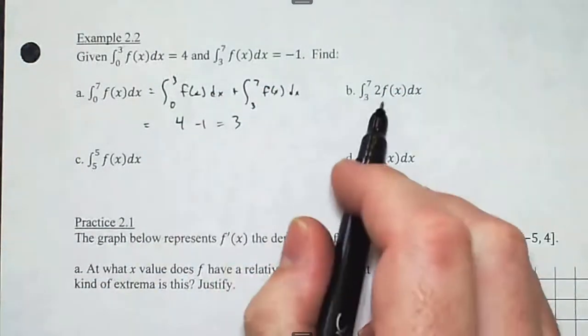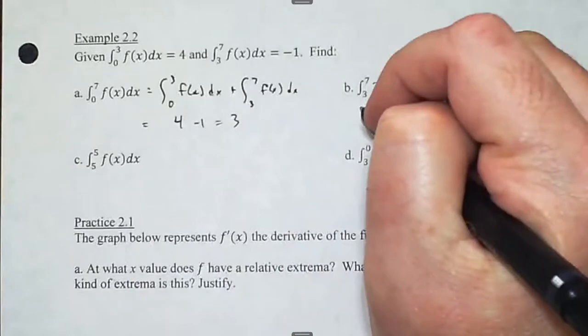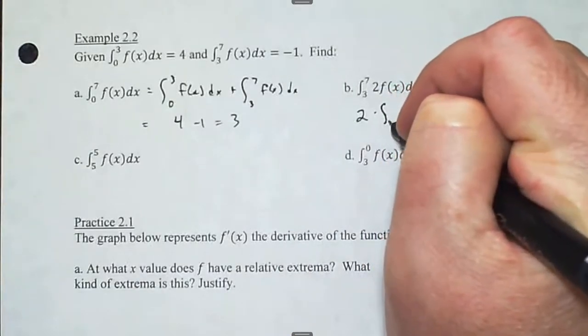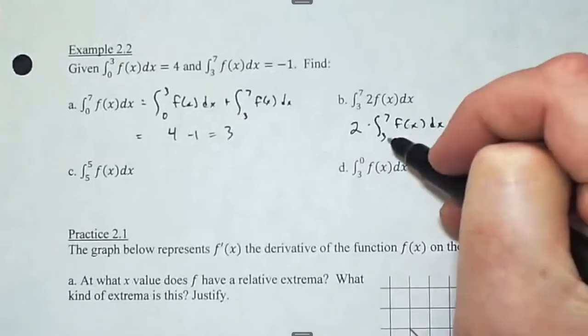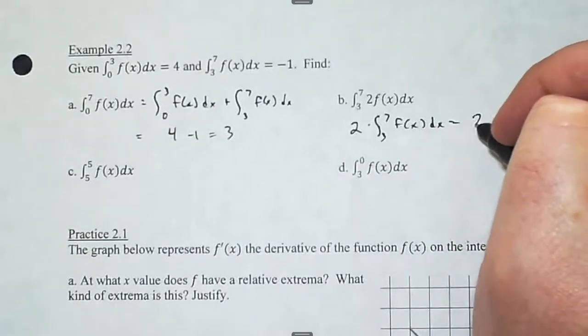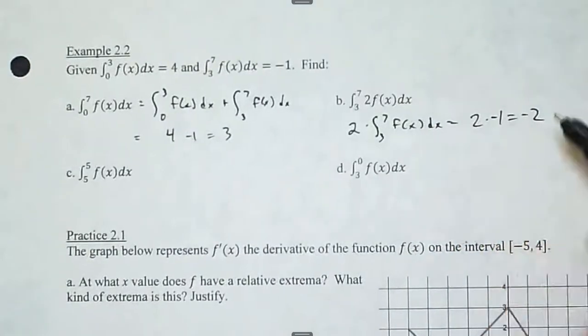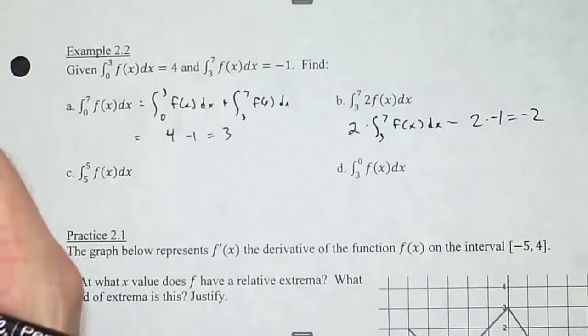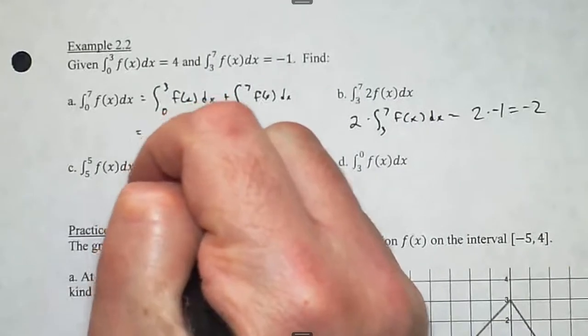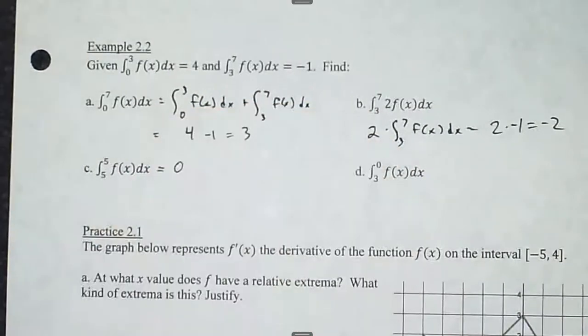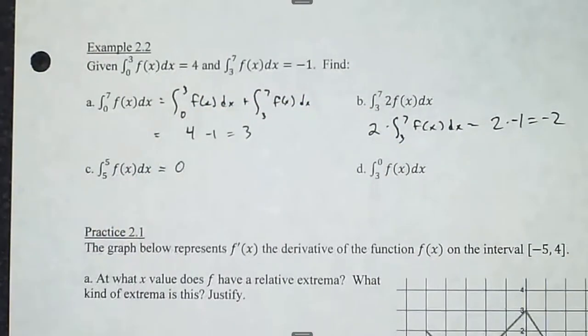Now, we definitely did give you this property. We can actually pull that constant out in front, like so. And so now I know the integral from 3 to 7 is negative 1, so that's 2 times the negative 1, so that's a negative 2. The integral from 5 to 5 of f of x dx, I don't know what f of x is, but I know that's 0. The integral from 5 to itself is 0.